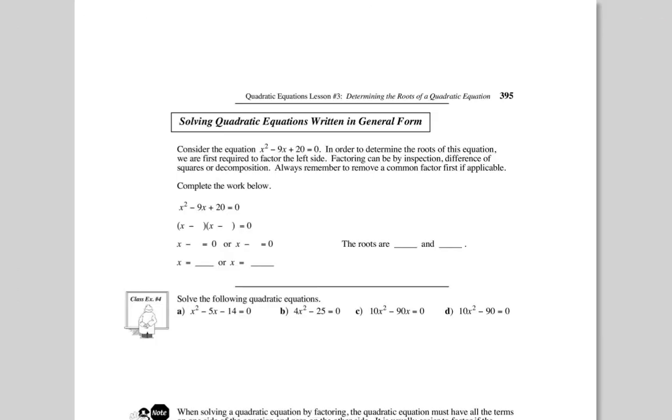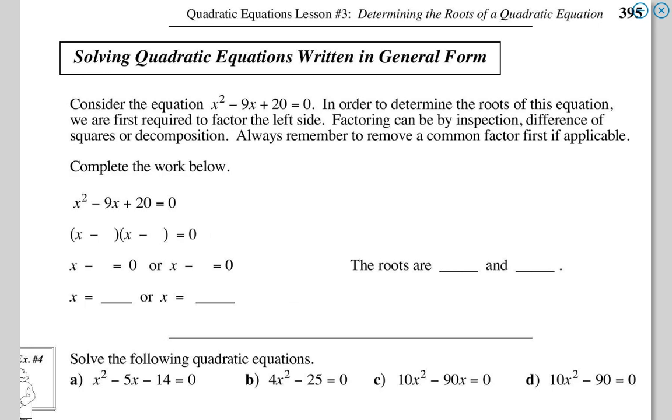Okay, so why are we doing this? That's the question you should always be asking yourself. Well, it's this: solving quadratics. Solving quadratic equations.